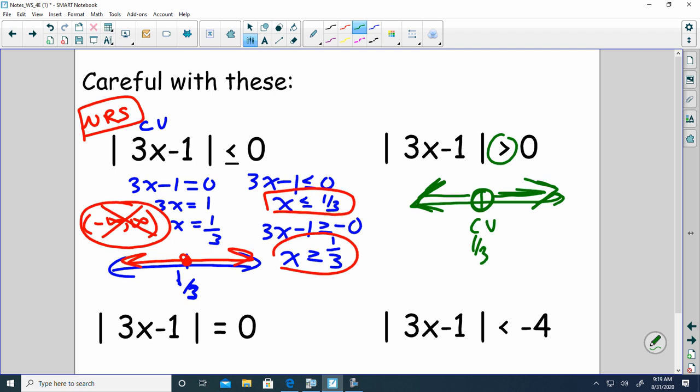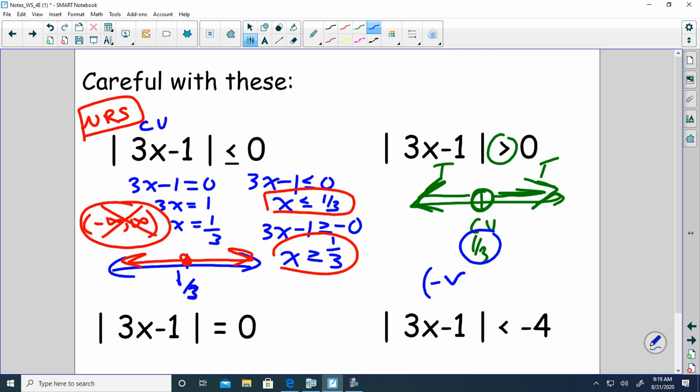If I plug 5 in, I get 15 minus 1, which is 14. Absolute value of 14 is 14. Is 14 greater than 0? Yes. So it's happening over there. It's true. If I pick some value to the left of it, I don't know, pick negative 10. 3 times negative 10 is negative 30. Negative 30 minus 1 is negative 31. Absolute value of negative 31 is 31. And that's also true. So all my points will work except for my critical value.